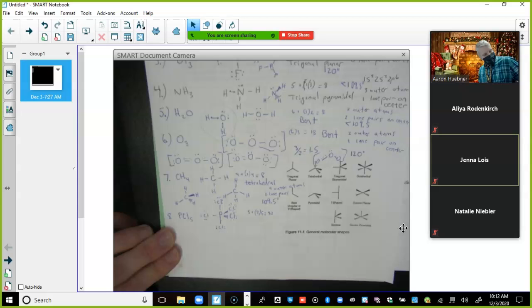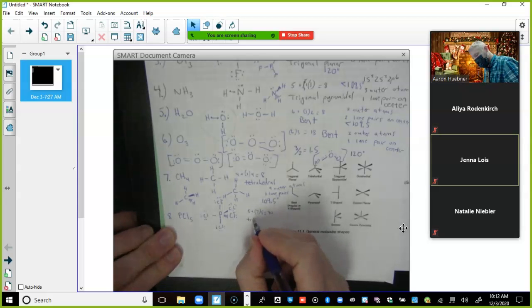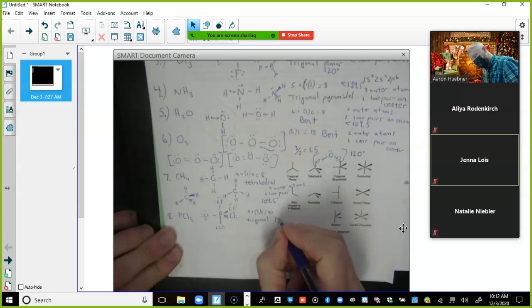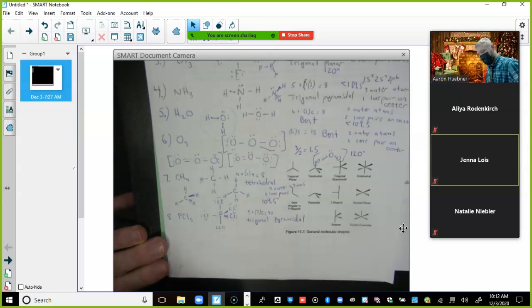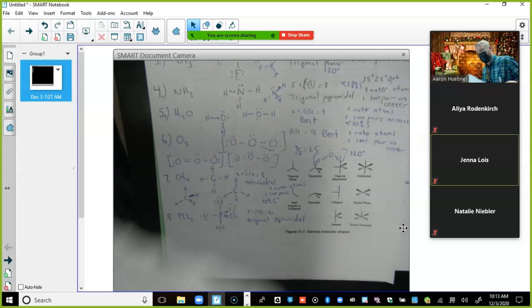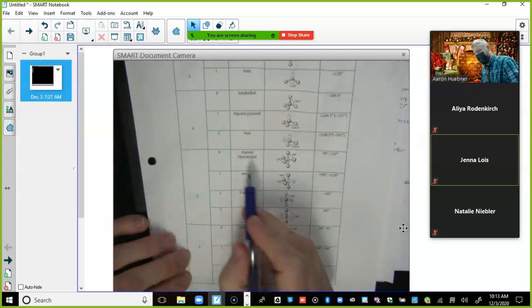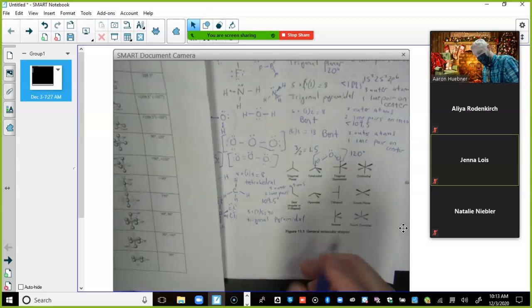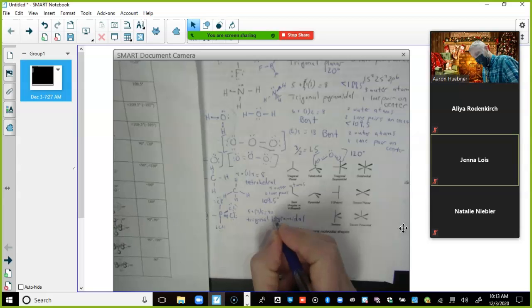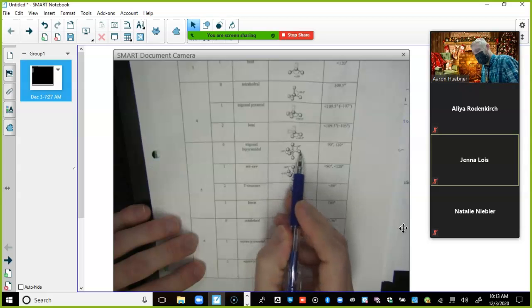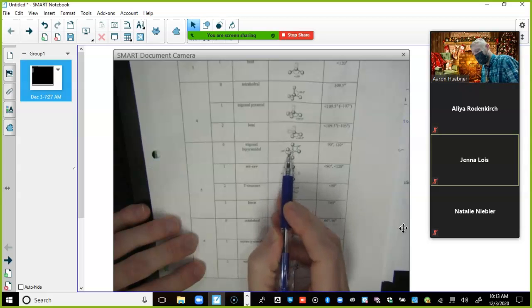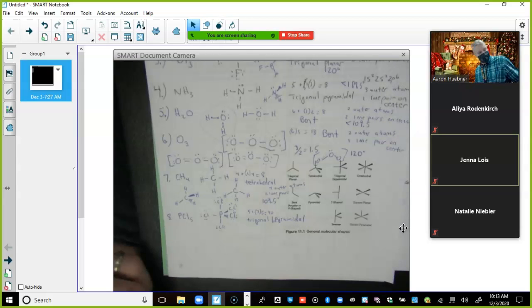So this one is trigonal bipyramidal. Alright, and the bond angle for trigonal bipyramidal, this is actually in your packet, this sheet. We got trigonal, oh, did I write pyramidal? Bipyramidal, trigonal bipyramidal. 90 and 120. So the 120 is this middle part, and the 90, of course, is the up and down. So 90 and 120 are two bond angles present.